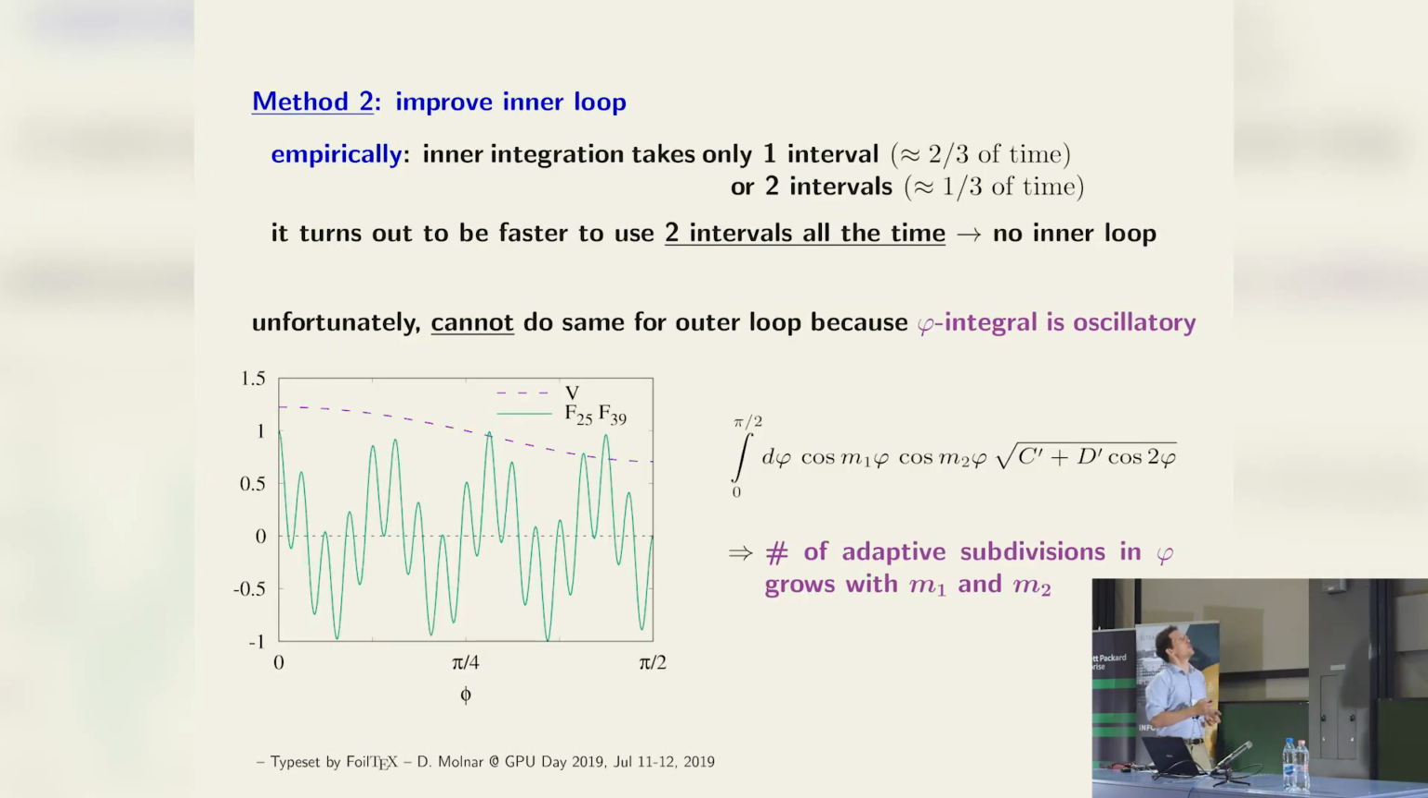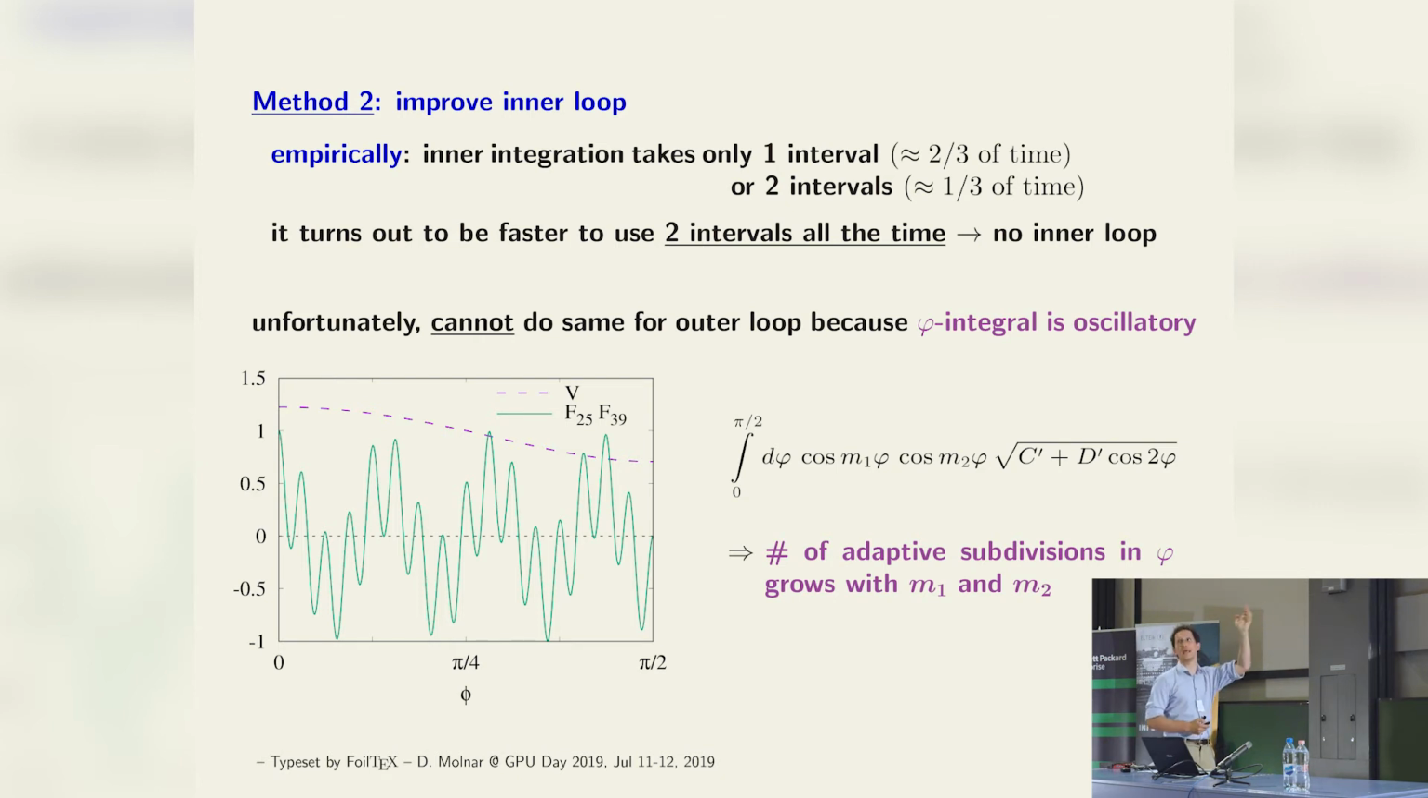So, method 2. It's clear that these iterations are really a pain. So what you want is somehow to understand how many times you need to iterate, and if you could use the iteration number somehow not in a deterministic way and not in an adaptive convergence type of way, then you can make progress. And in fact, what we found is that the innermost integral, which is the radius, is 2/3 of the time only done once. And the other 1/3 of the time, it's done twice and never more.